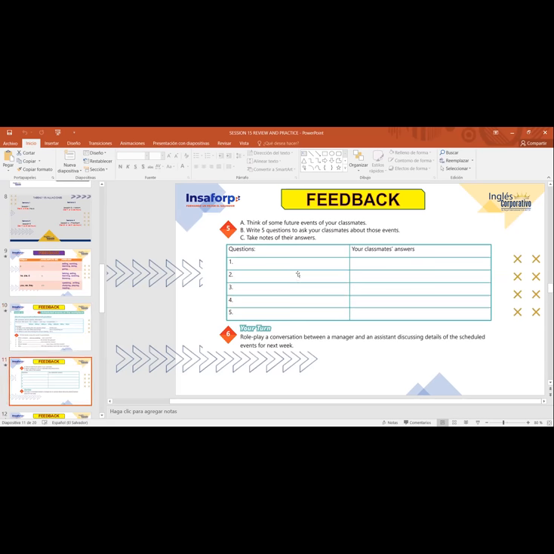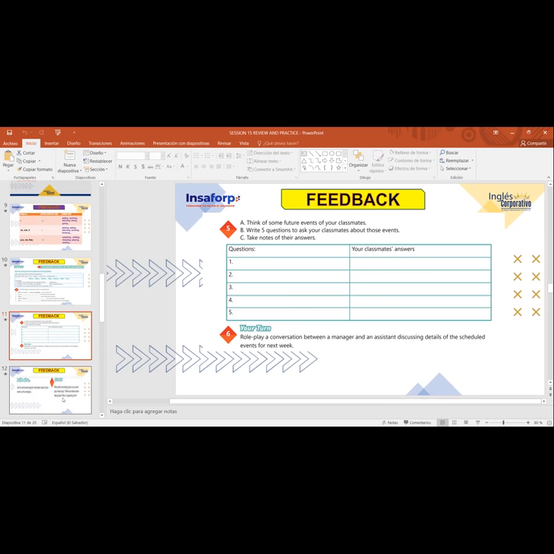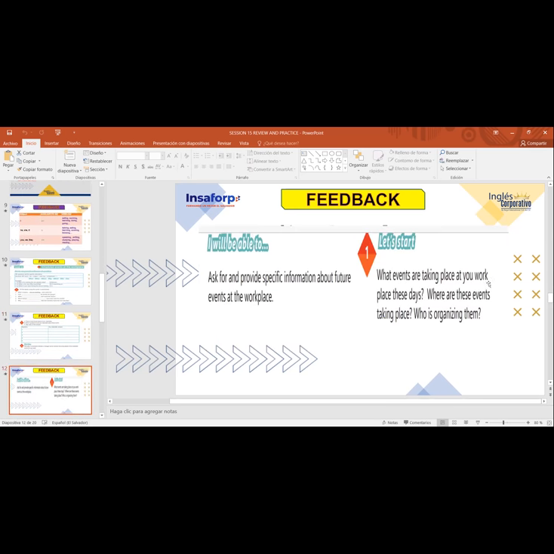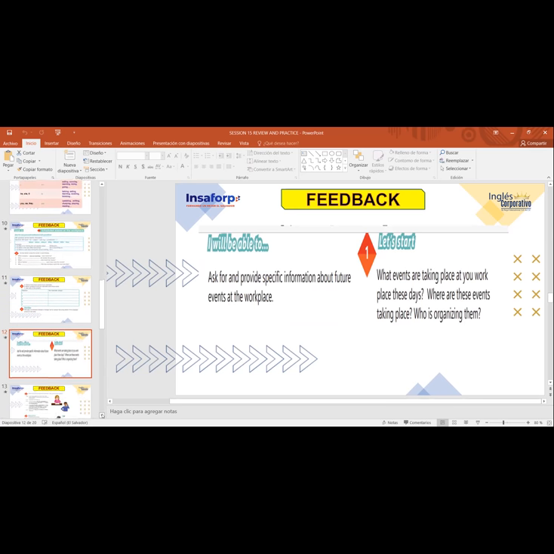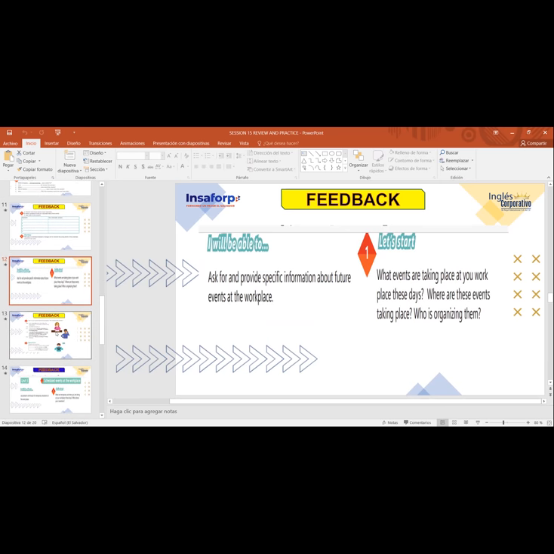¿Qué más tenemos acá? Recuerdan, estuvimos construyendo questions, ¿okay? Estuvimos construyendo oraciones con WH question, pidiéndole a sus compañeros información y escribieron ustedes la respuesta de los compañeros. También trabajamos esto. What events are taking place at your workplace these days? ¿Cuáles son los eventos que se van a desarrollar en estos días? Where are the events taking place? ¿Dónde se van a desarrollar? And who is organizing them? ¿Quién los está organizando? ¿Quién organiza los eventos en su lugar de trabajo?